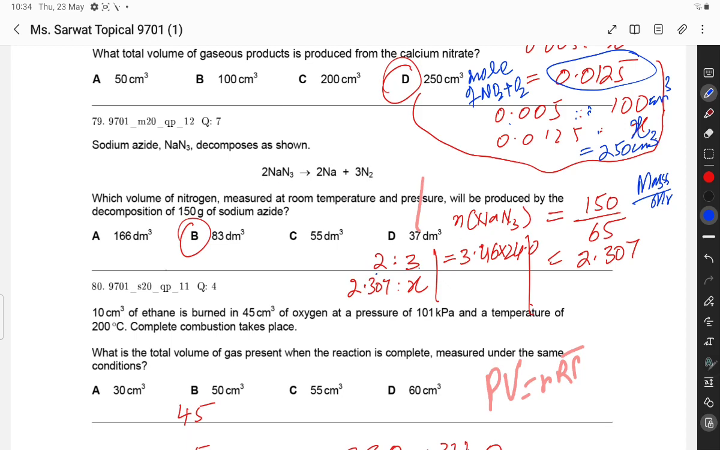By using the mole ratio 2:3, 2 moles of sodium azide produce 3 moles of nitrogen. So what would be the moles when 2.307 react? This is the mole of nitrogen, 3.46. Volume is equal to mole multiplied by 24 dm cube. So the answer is 83 dm cube. B is the best option.